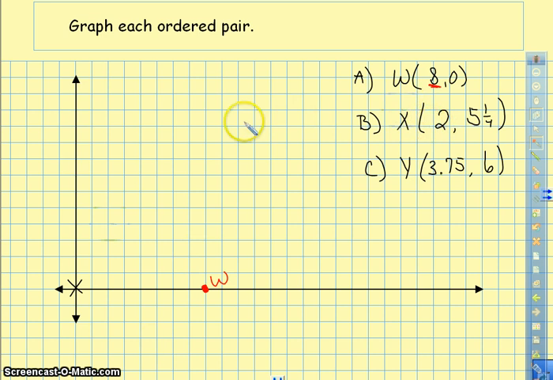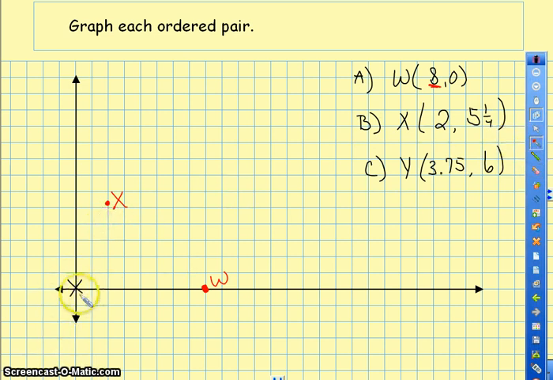For X, X is 2. So I'm going to go over 1 and 2. And then I go up 5 and 1/4. So 5 is the whole number, so let's do that. 1, 2, 3, 4, 5. Mark that off real quick. And then 1/4. 1/4 is a quarter of the way. So if here's my whole point, that would be 1. This would be half, and a fourth is half of a half. So right there would be about 5 and 1/4 spot. And we'll call that point X.